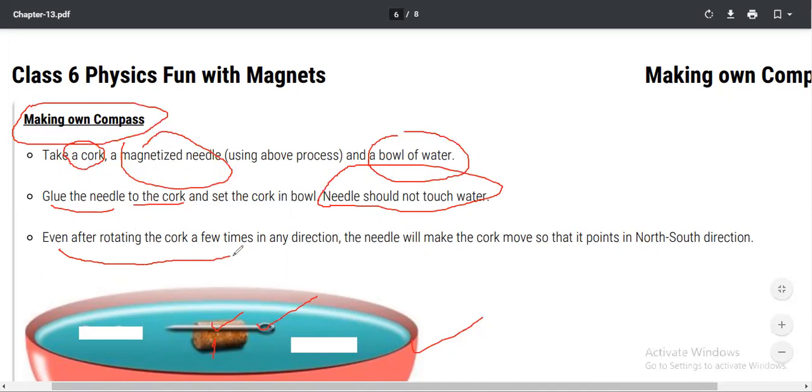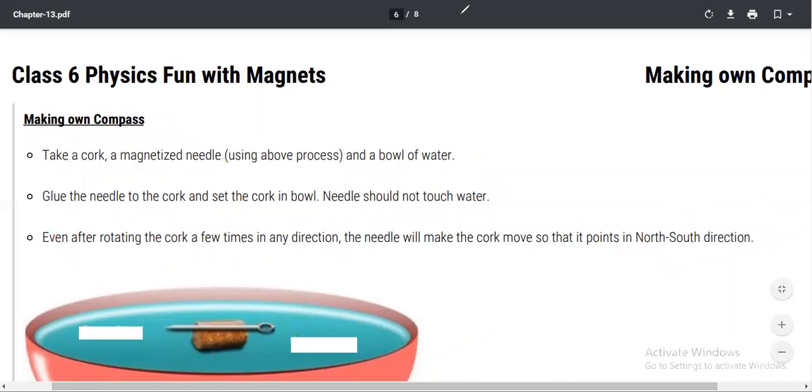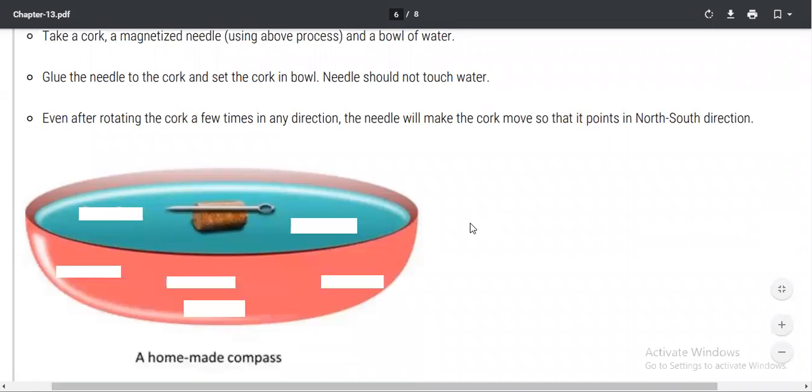Even after rotating it a few times in any direction, what do we see? We see that the rubber cork moves so that it points in the north and south direction because of the magnetized needle. This magnet stops in the north and south direction. So by this activity, we can make our own compass, a homemade compass. I hope you understand. If you have any doubts, you can ask. Good luck.